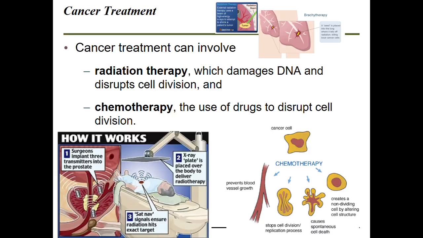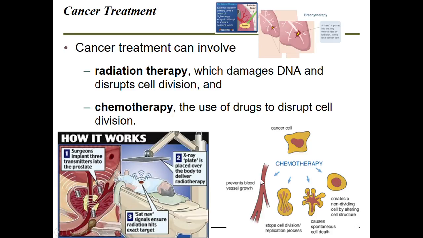Radiation therapy, how it works. It damages DNA and disrupts cell division. Here's an example of how radiation therapy works. A surgeon implants a transmitter into the prostate. This is specifically a prostate example. Then an X-ray plate is put over the body to deliver that radiation therapy. And then a signal ensures the radiation hits its exact target.